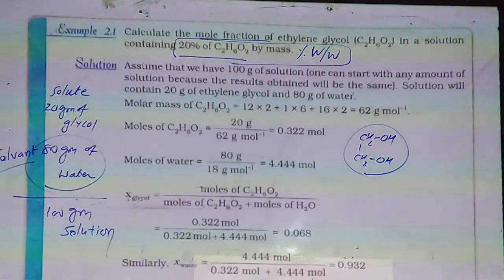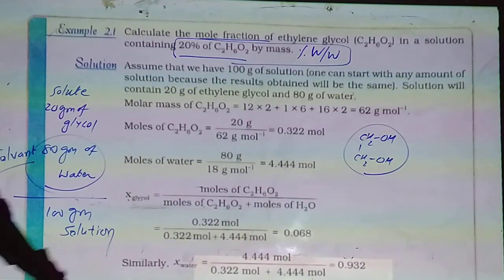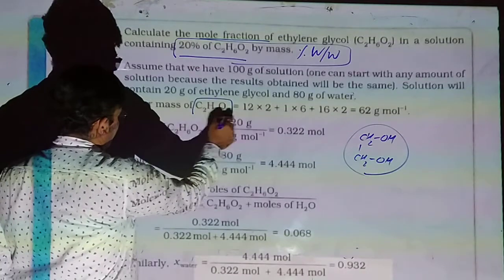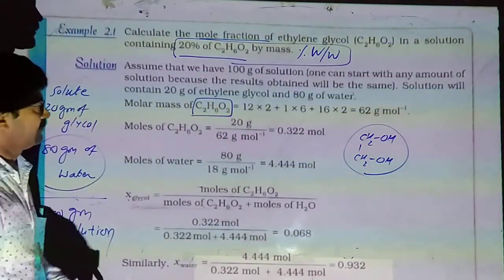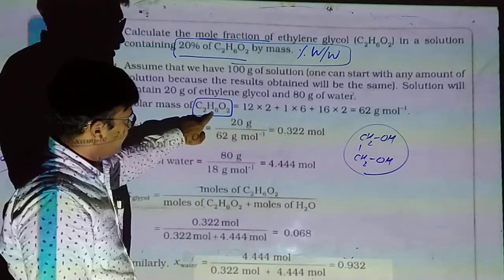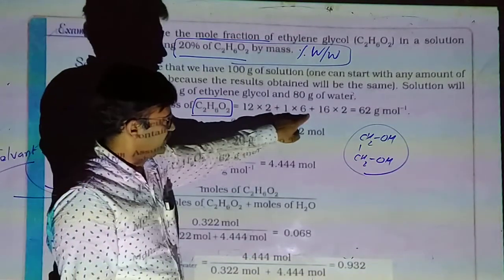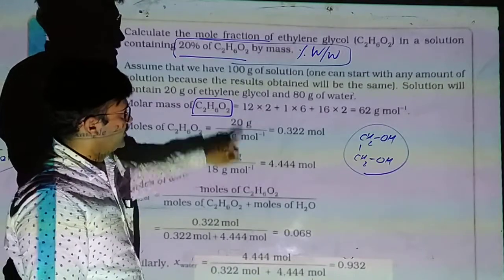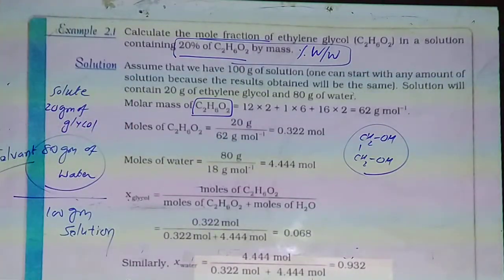20% ethylene glycol by mass, weight by weight, means 20 gram of ethylene glycol and 80 gram of water. So the molar mass of ethylene glycol: carbon is 2 times, 12 times 2 is 24. Hydrogen is 6, 6 times 1 is 6. Oxygen is 2, 16 times 2 is 32. So it is 62 gram per mole.